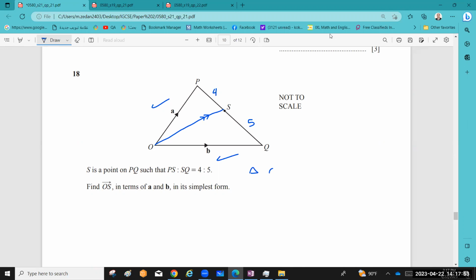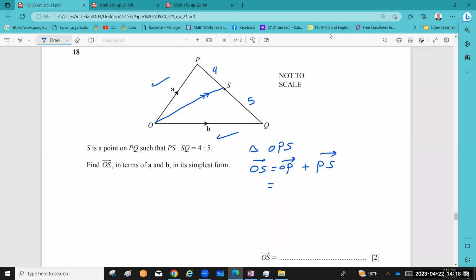consider the triangle OPS. I have now the vector OS is equal to OP vector plus PS vector, okay? According to the theorem of adding vectors in a plane. So OP is simply A plus the PS vector, which is 4 parts out of 9 parts of PQ. So just write 4/9 of the vector PQ.